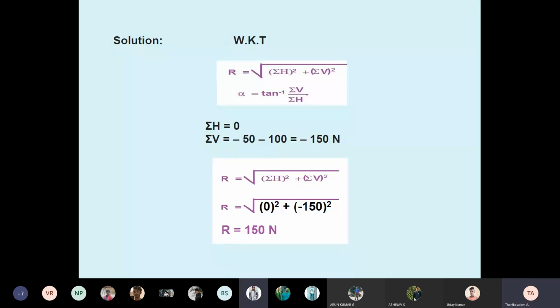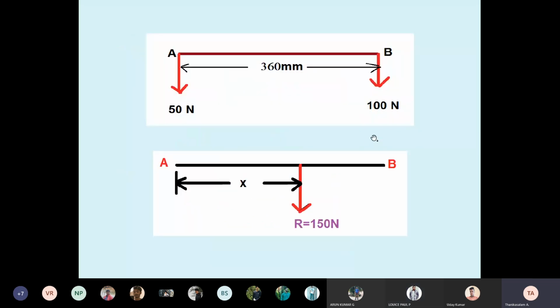0, 3 on the y-axis, sir. Yeah. Suppose 0, minus 3: downward, exactly, minus y. X is 0, y is minus. Similarly here, summation of H equals 0, so x is 0, the y equals minus 150. So the resultant is acting vertical downward.